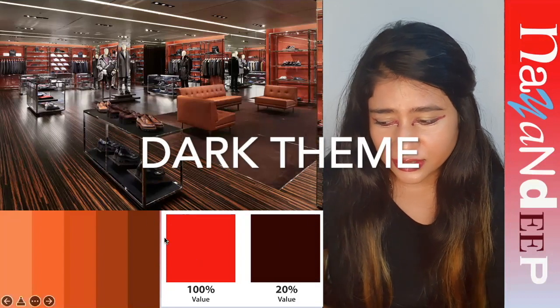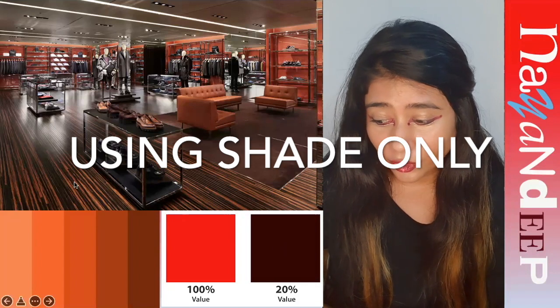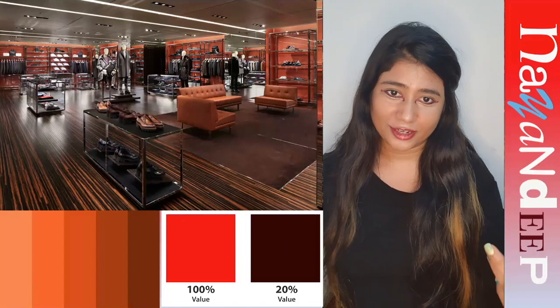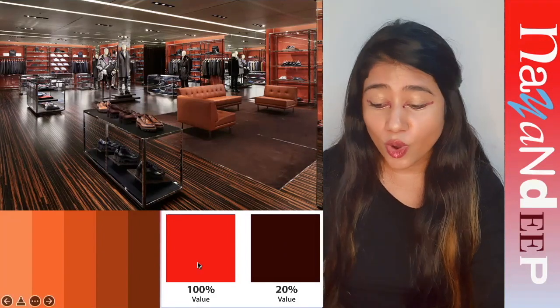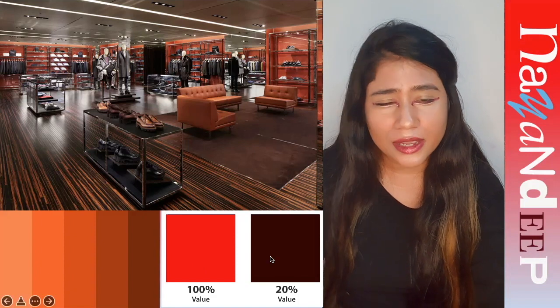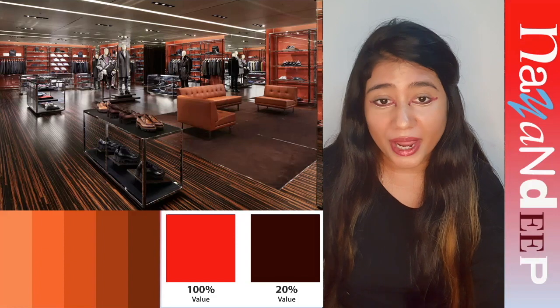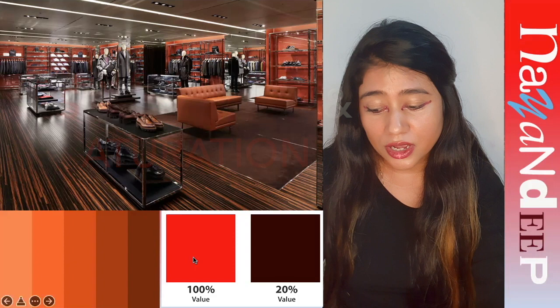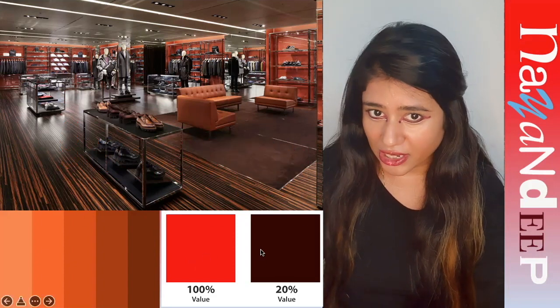Here I have tried to explain how this floor, which appears to be very contrasting, is actually a monochromatic contrast, by giving the example of red. Here is a red color of 100% value, and beside it is the same red with 20% value. This value has been achieved by adding a lot of black to red. So you can see this 100% red and 20% red are highly contrasting.